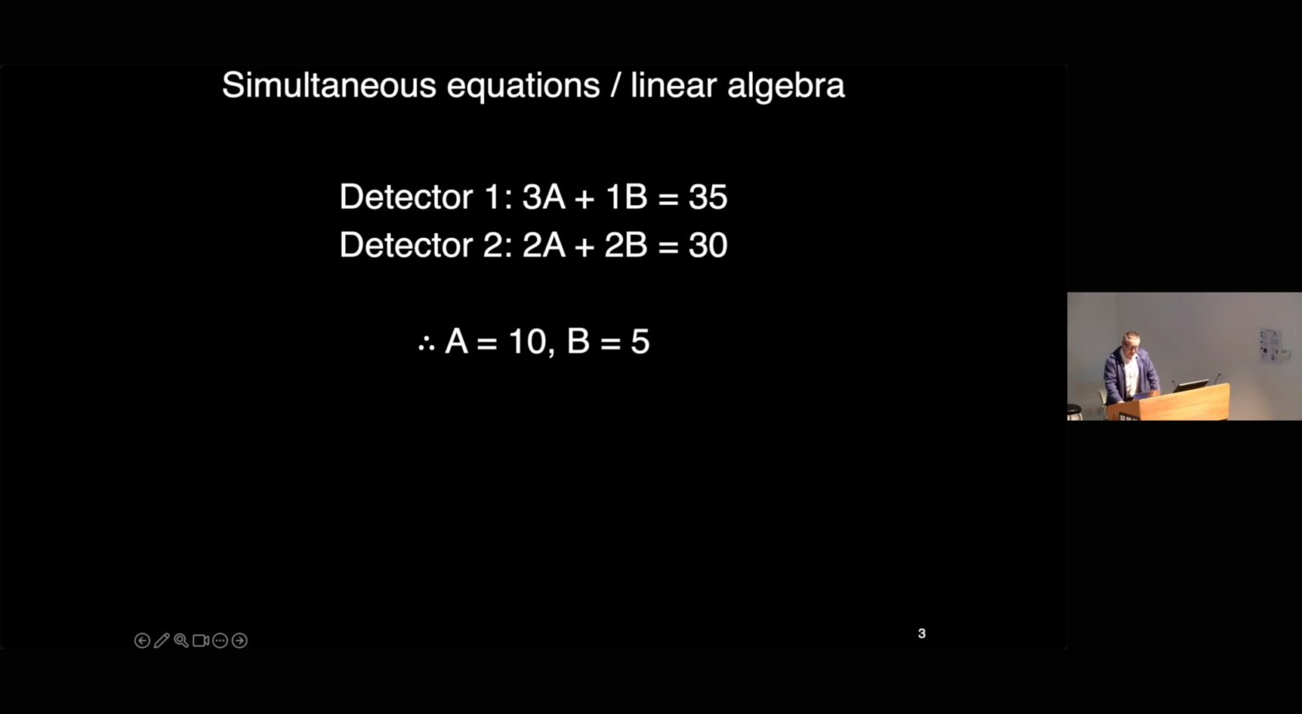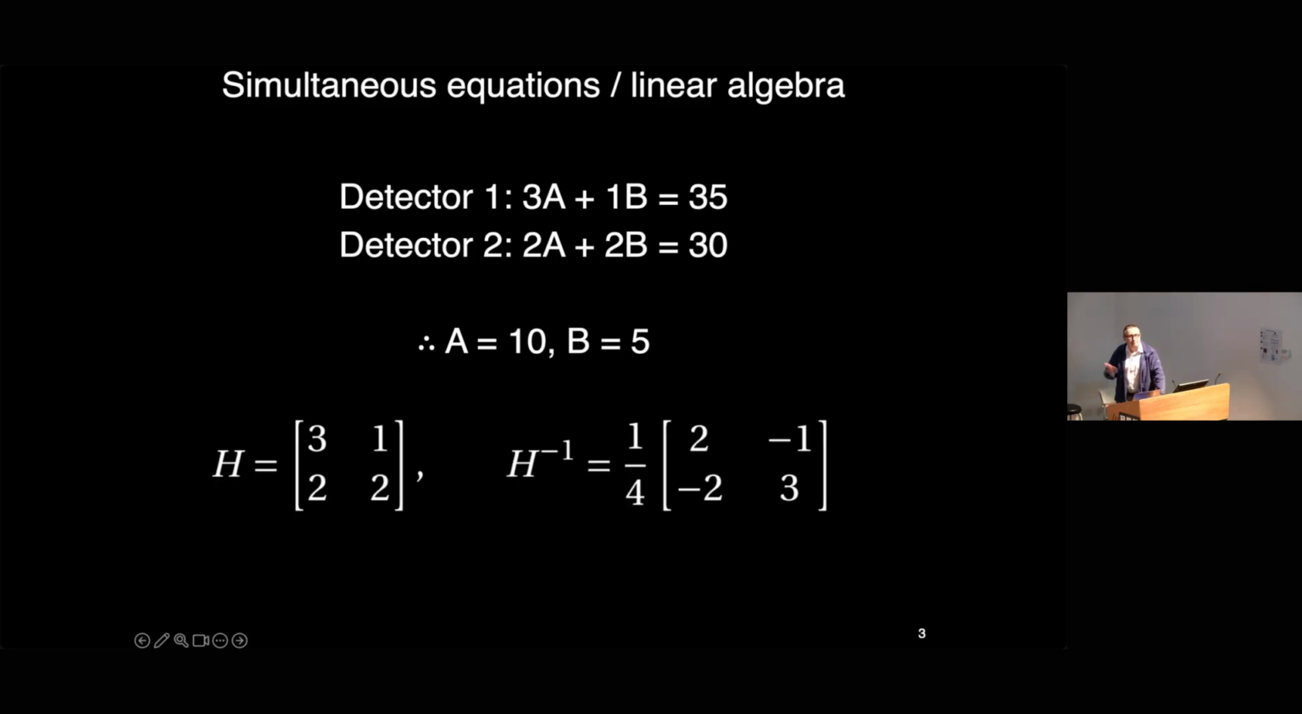If you want to make this a bit more formal, then we can put this into a matrix form. And now we have what I'm going to call the mixing matrix throughout this talk that tells you how each of these components go together. And then in order to find the underlying quantities, you just invert that matrix and apply it to your measured counts. So you'll get back a vector of 10, 5.